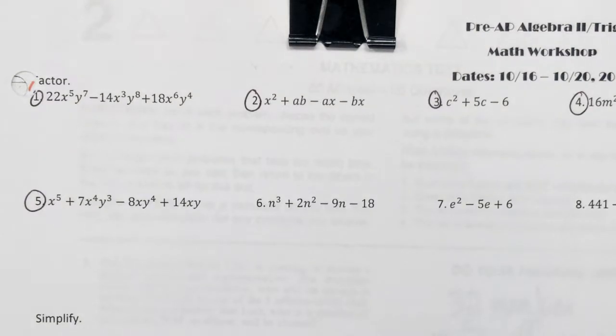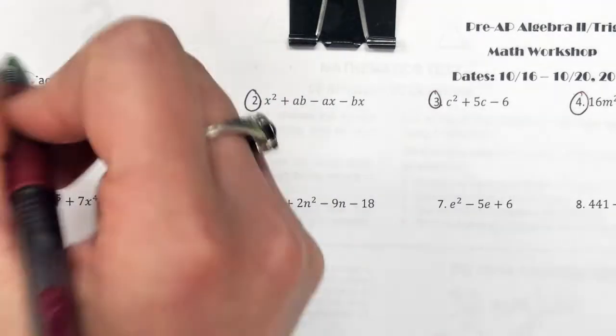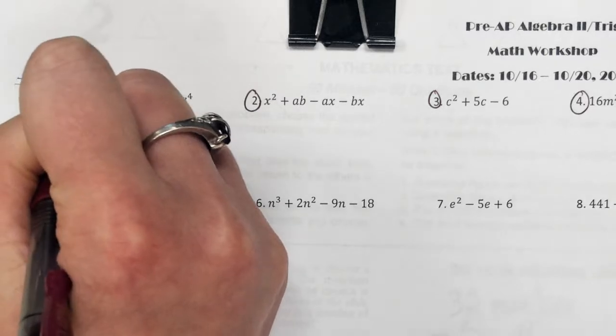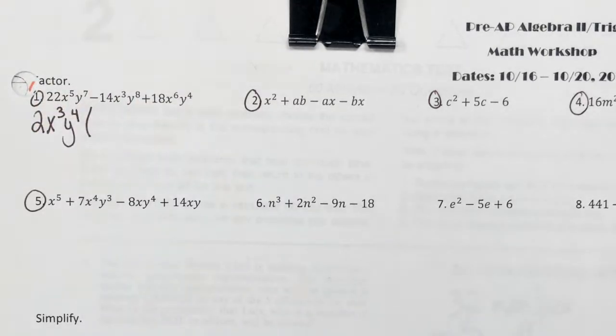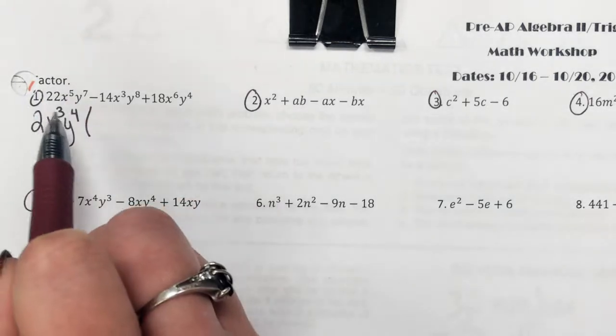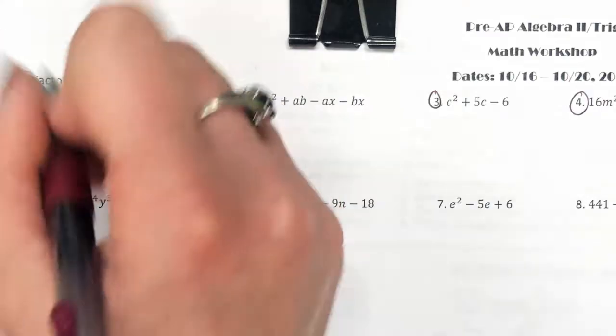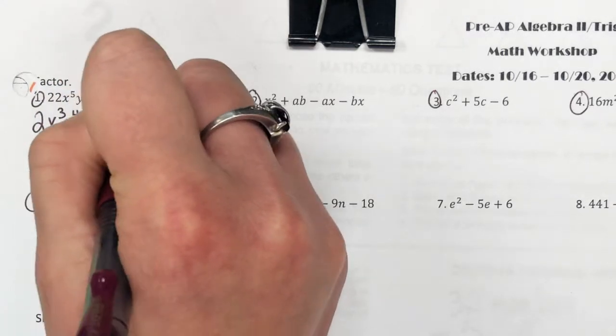The very first one has how many terms? 3. It has 3 terms. So what's the GCF? 2 y to the 4th. Very good. All right, Cameron, so if I take out 2x to the 3rd y to the 4th from that first term, what would I have left? 11x squared. Yeah. Y. Perfect.